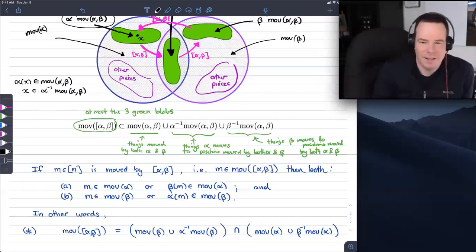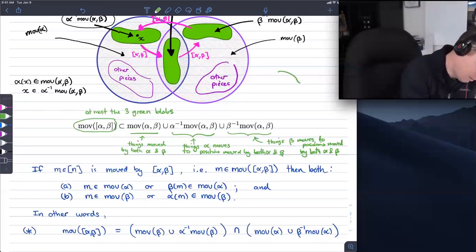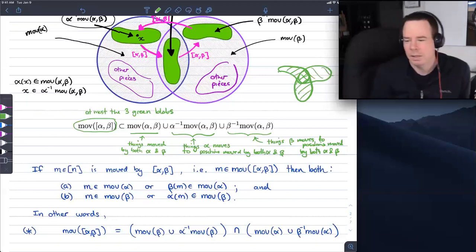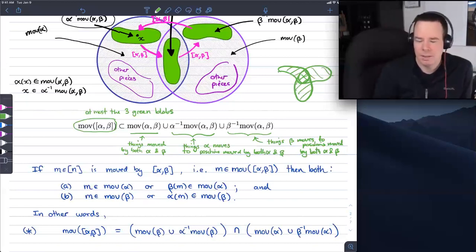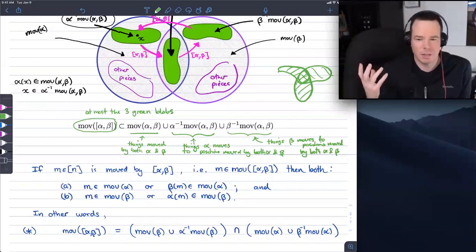Why do we say at most? Because I haven't actually stated that these are disjoint. So our green blobs could look like this. They could all overlap. In which case, the things that get moved, maybe that thing in the intersection of all of those, it ultimately never gets moved in the end. So that's why I'm saying at most. There is a bit of subtlety in here.